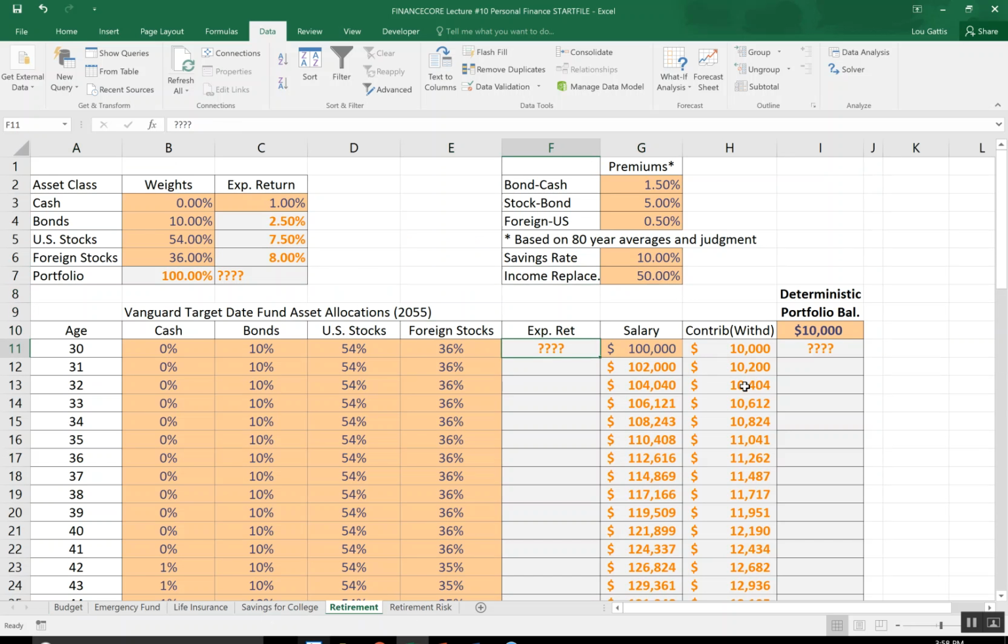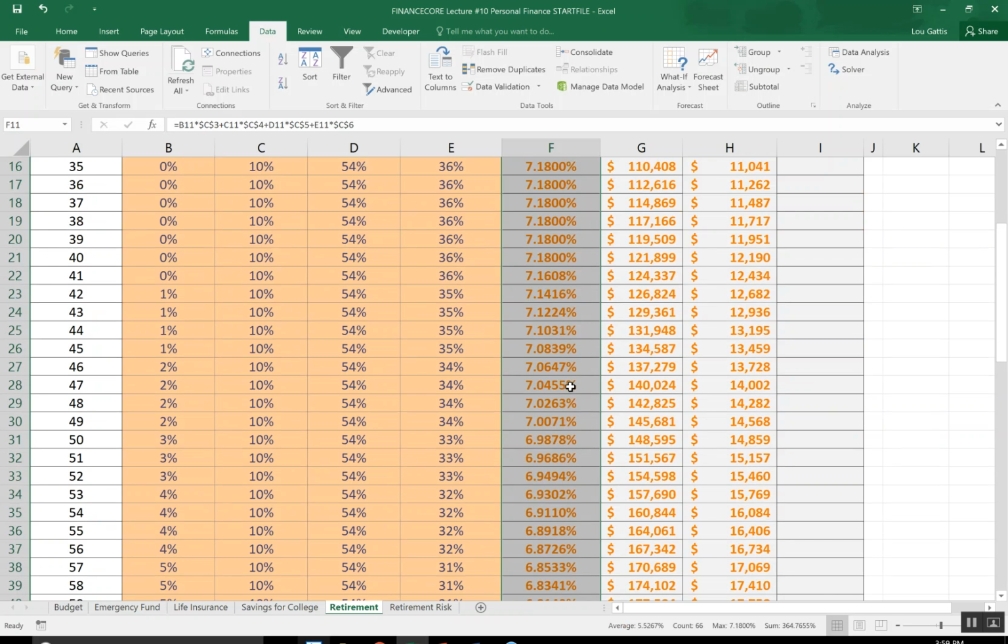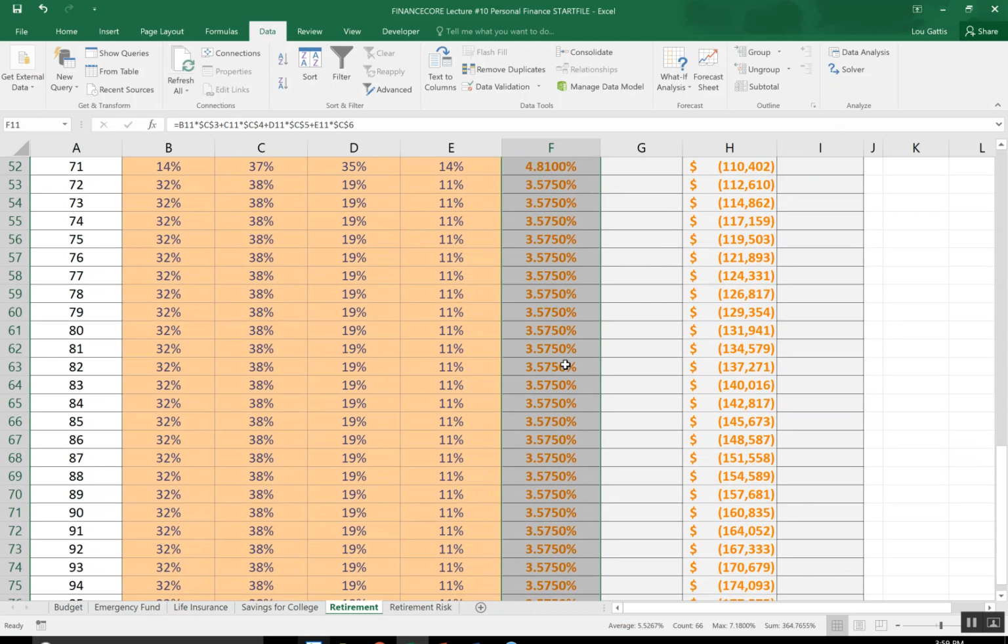All right, so now I just need to get the portfolio return. I'll just do my weighted average return: 0% earns 1%, anchor that. 10% of her portfolio earns 2.5%, anchor the 2.5%. 54% of her portfolio earns 7.5, anchor that. And the last one, 36% of her portfolio earns 8%, anchor that. So we're going to start off with 7.18. I'm going to double click, and this is the portfolio returns over Jordan's life.